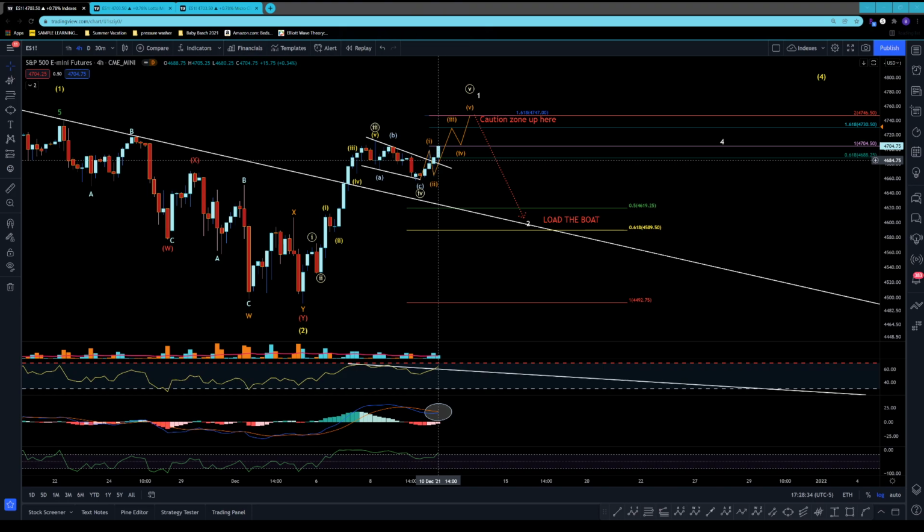When we got back above it, that was all I needed to see to know, hey, it wants to go for all-time highs here. I don't think wave one's in. Let me try to catch the move up here, and then once we get into this caution zone, we'll unload, and then we'll try to just load the boat down here.